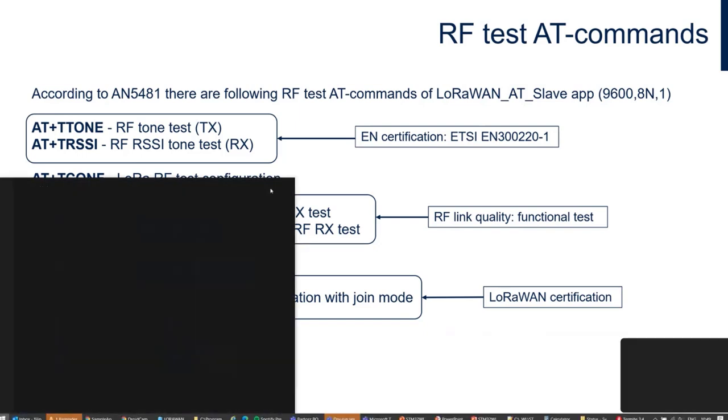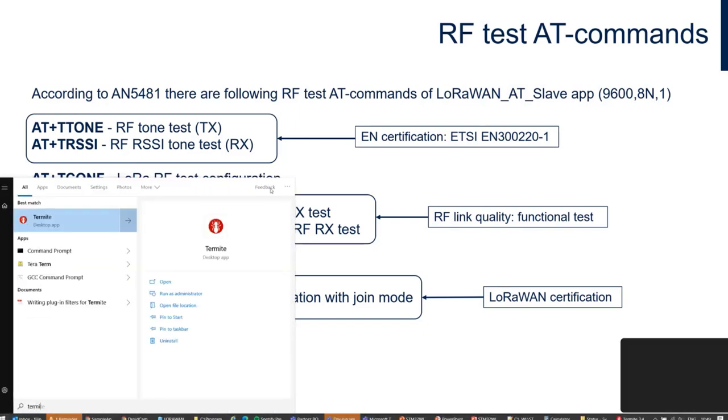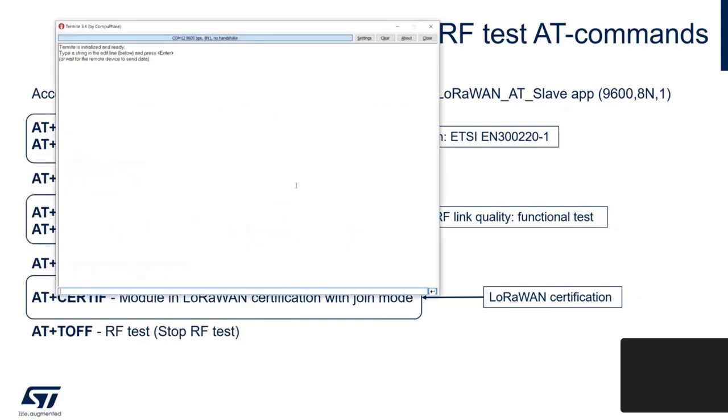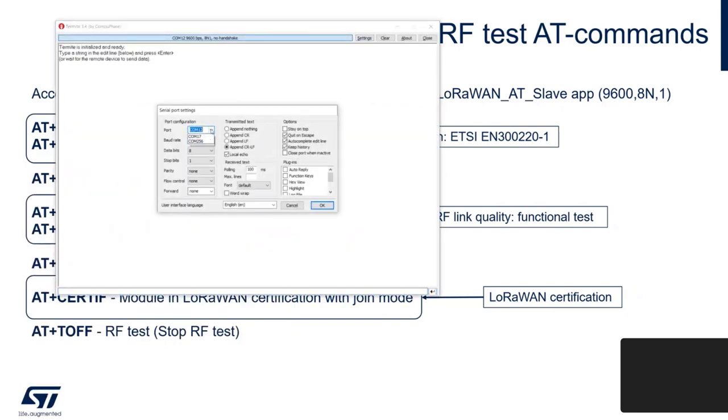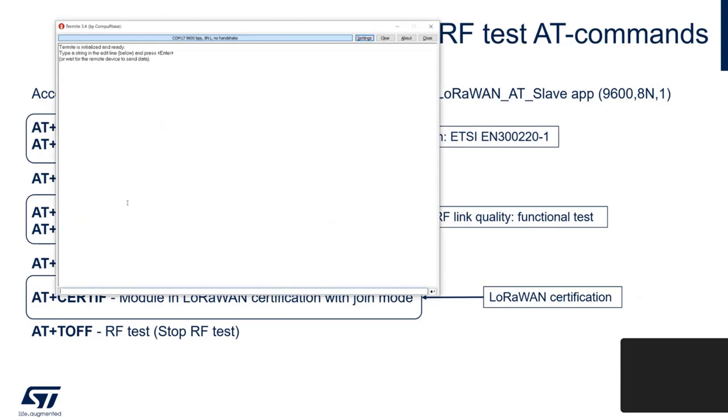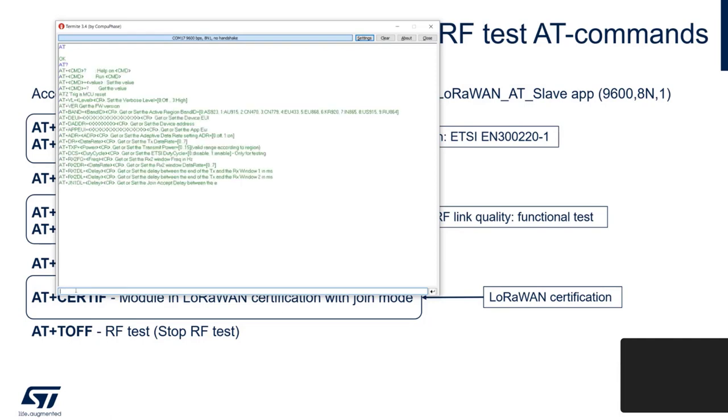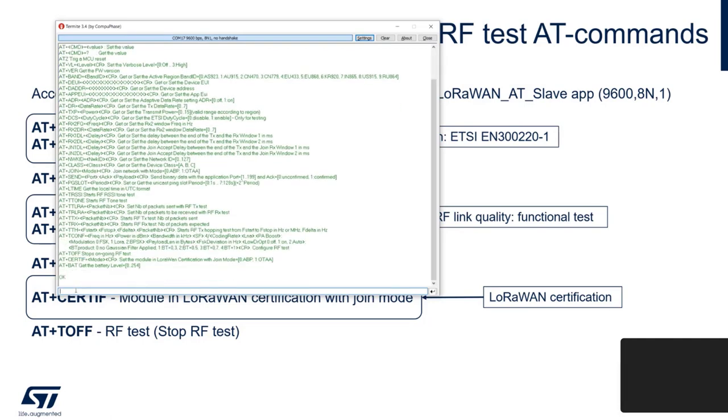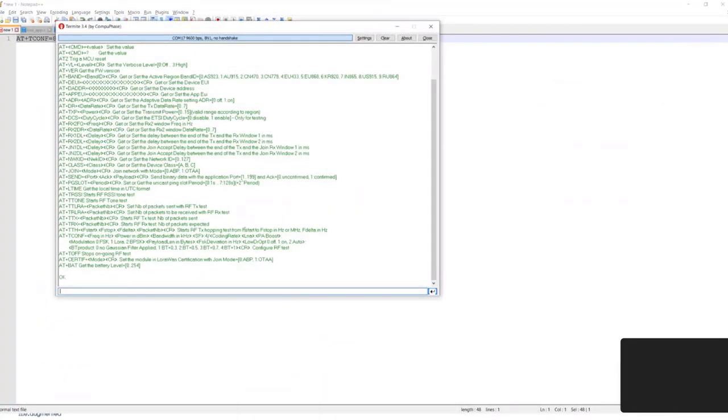First of all, I will show you the AT slave assist. So if we send a simple AT, it should reply with OK. If we send AT plus question mark, it will list all the commands. We need AT+CONF first.